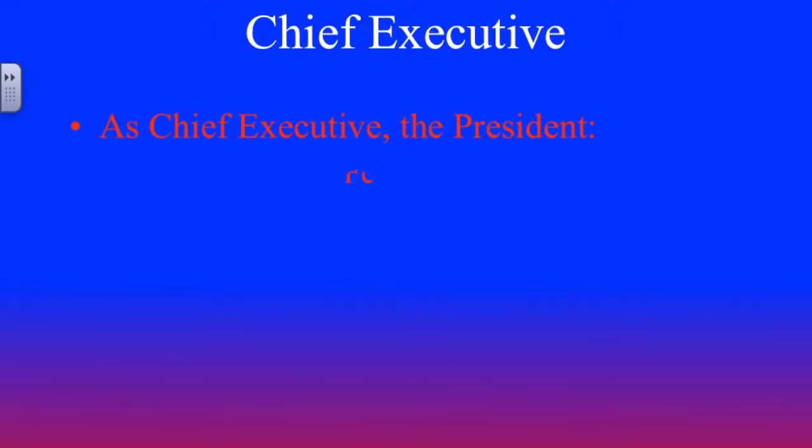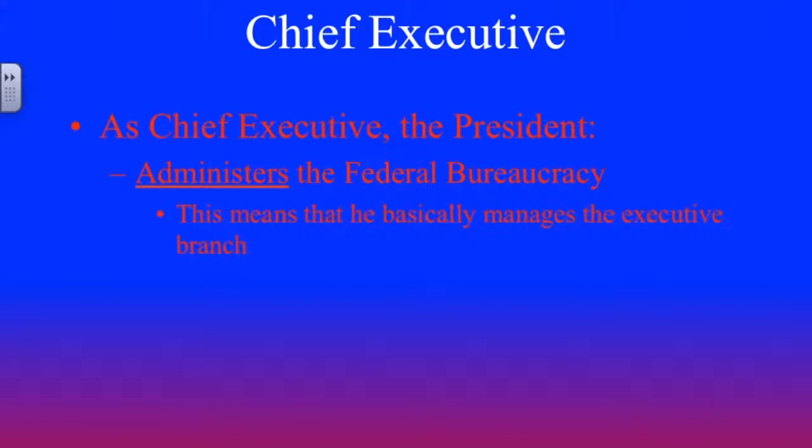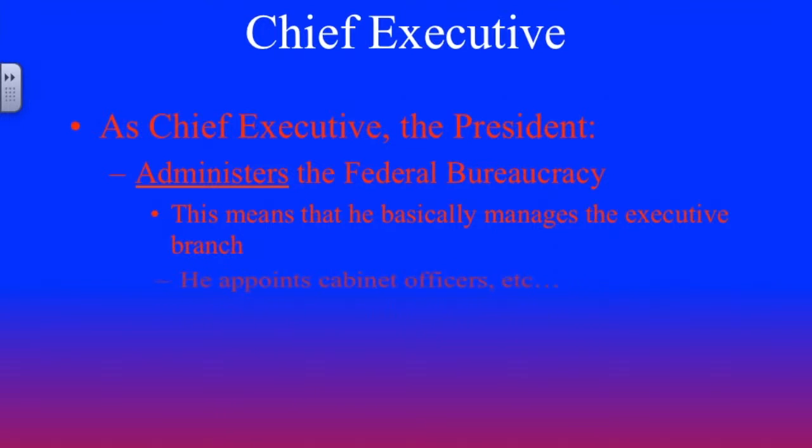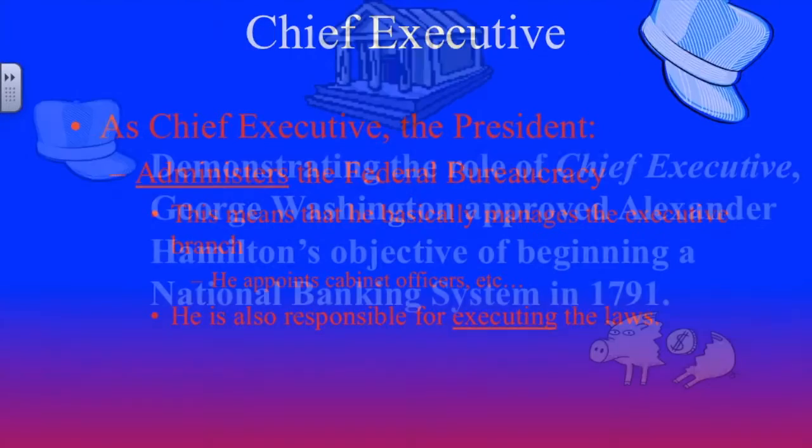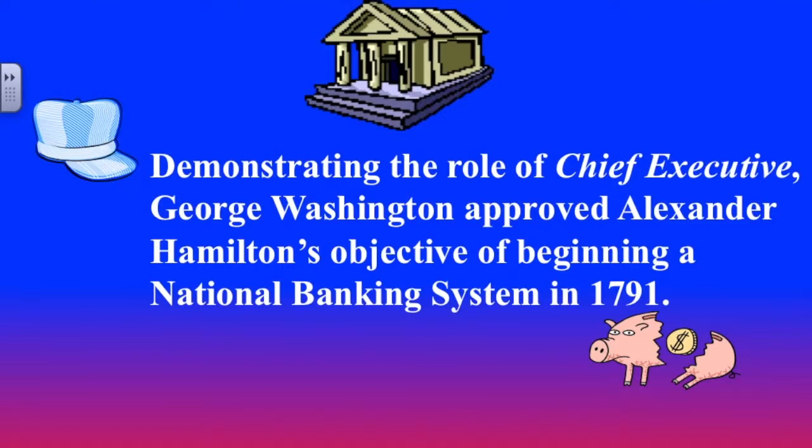As chief executive, the president's job is to administer the federal bureaucracy. What this means is that he basically is the manager of the executive branch. He makes sure they do their job. In this position, he appoints cabinet officers. He is responsible for also executing the laws. As an example, demonstrating the role of chief executive, George Washington approved Alexander Hamilton's objective of beginning a national banking system in 1791.